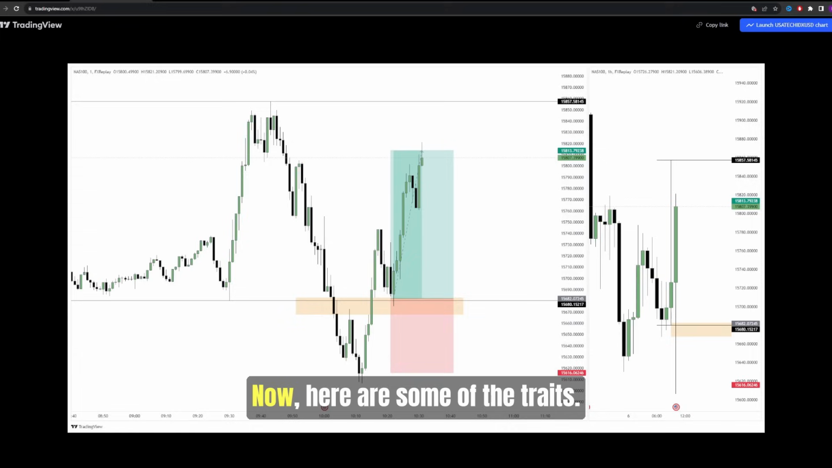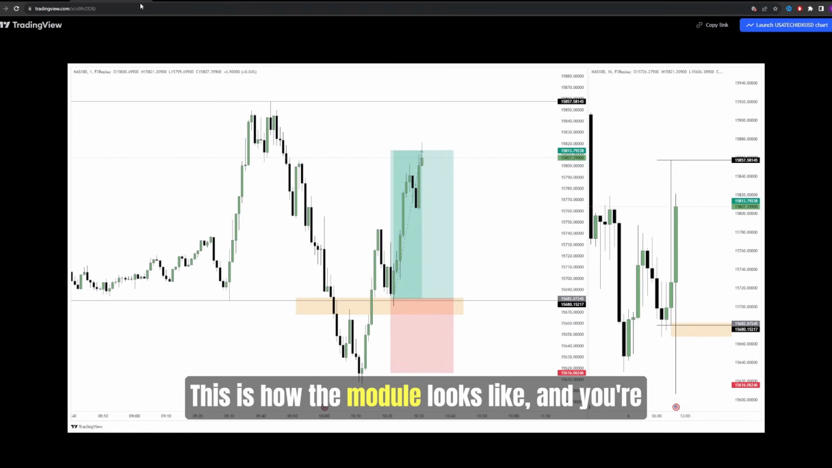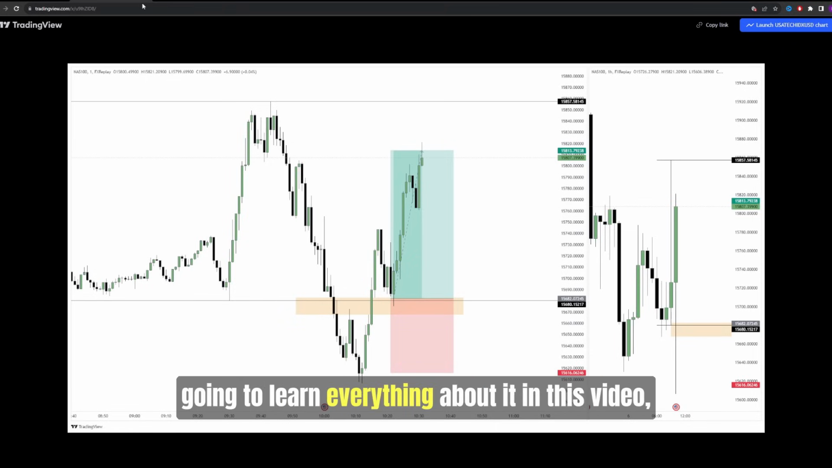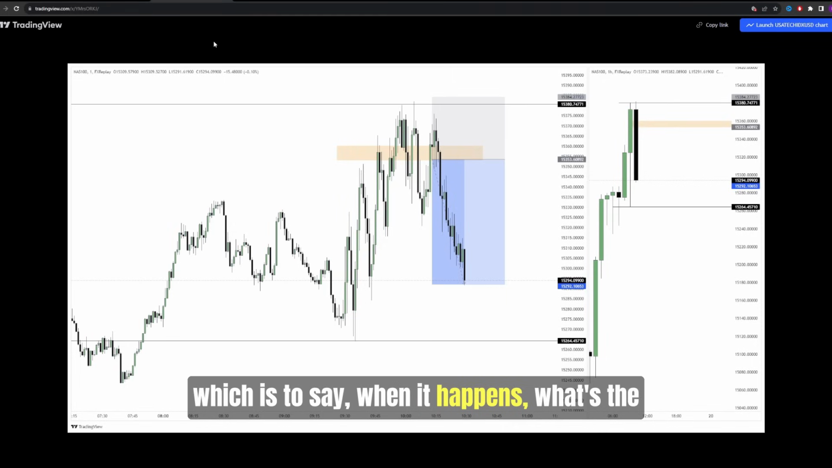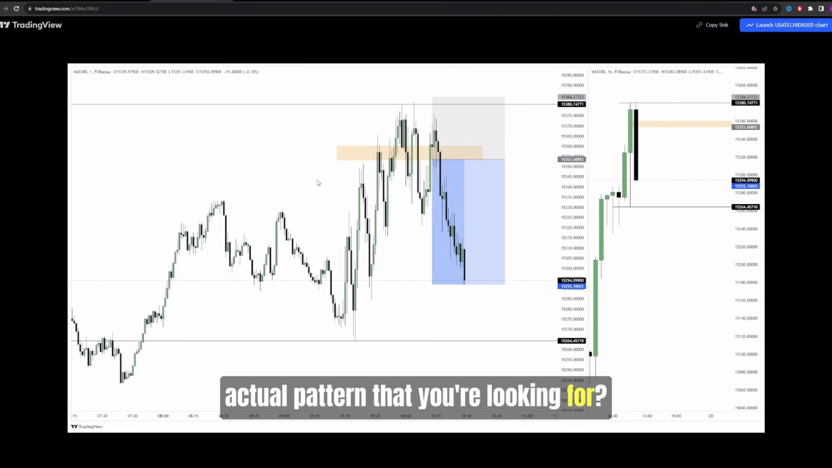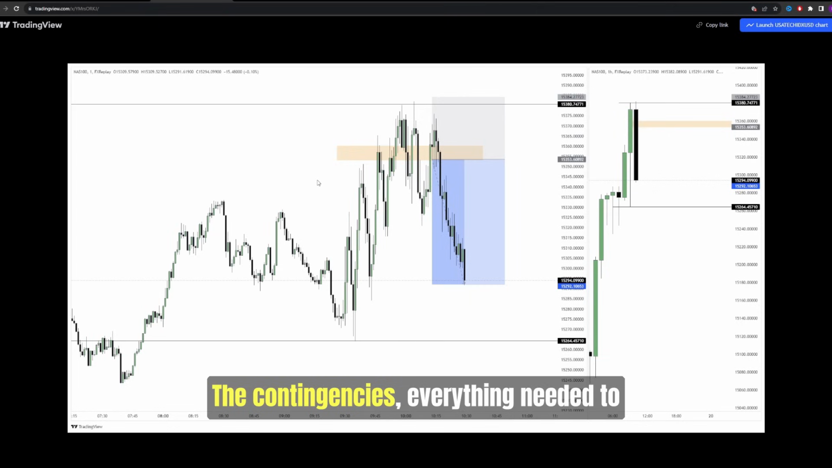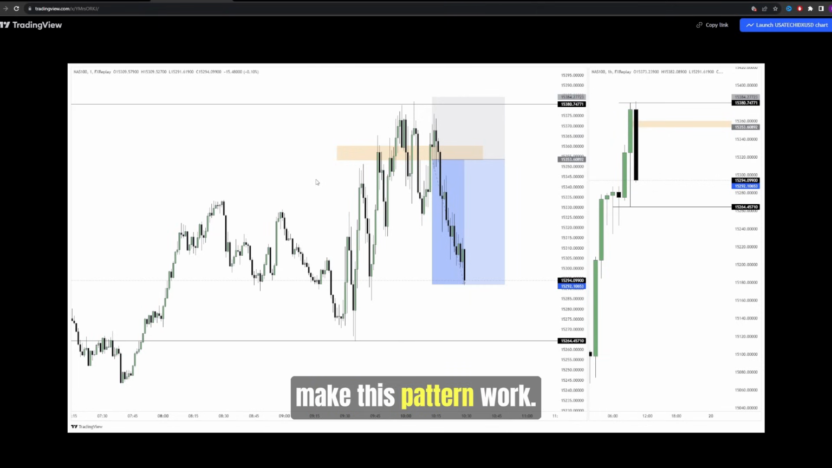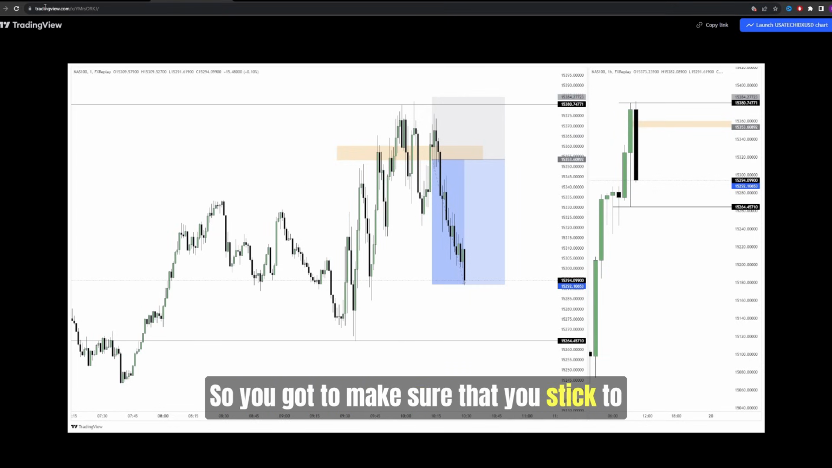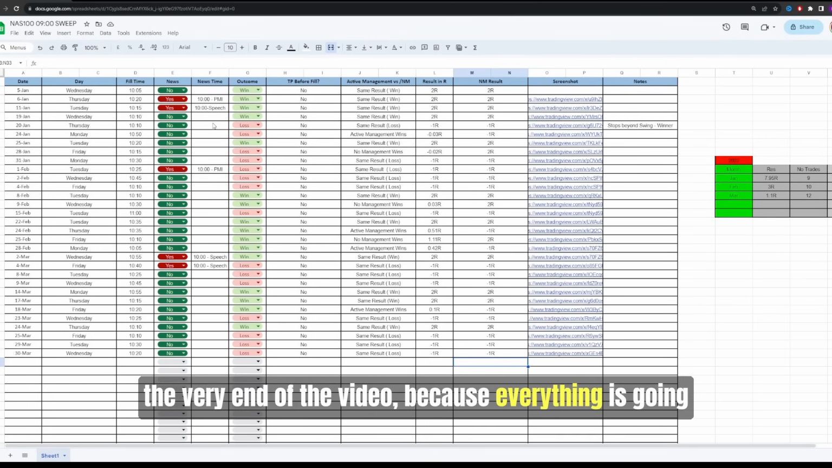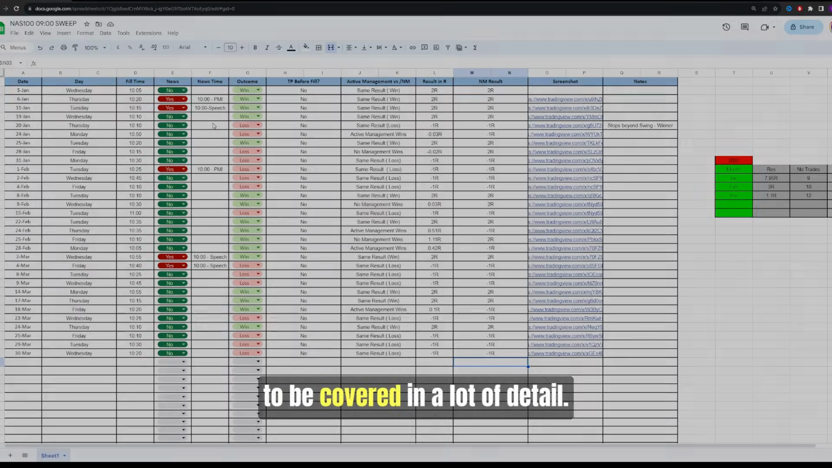Now, here are some of the traits. This is how the module looks, and you're going to learn everything about it in this video, which is to say when it happens, what's the actual pattern that you're looking for, the contingencies, everything needed to make this pattern work. So you gotta make sure that you stick to the very end of the video, because everything is gonna be covered in a lot of detail.